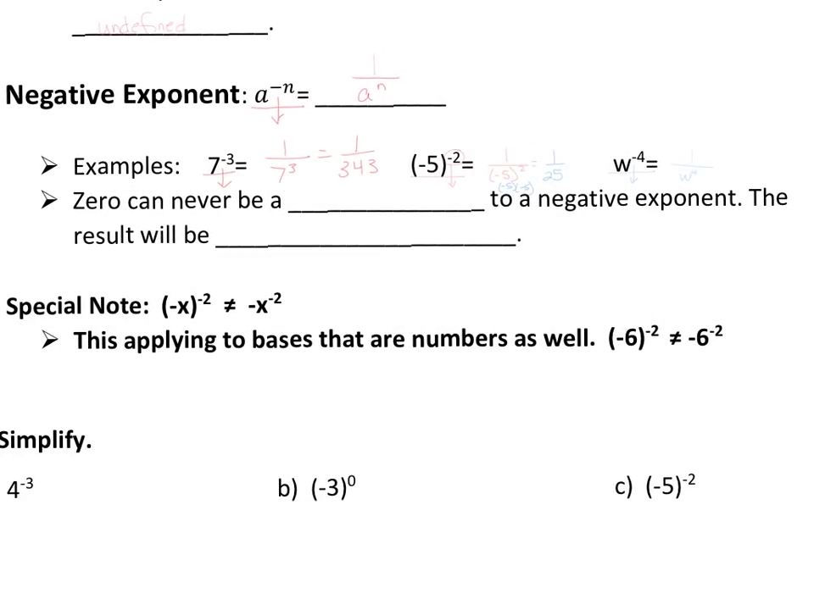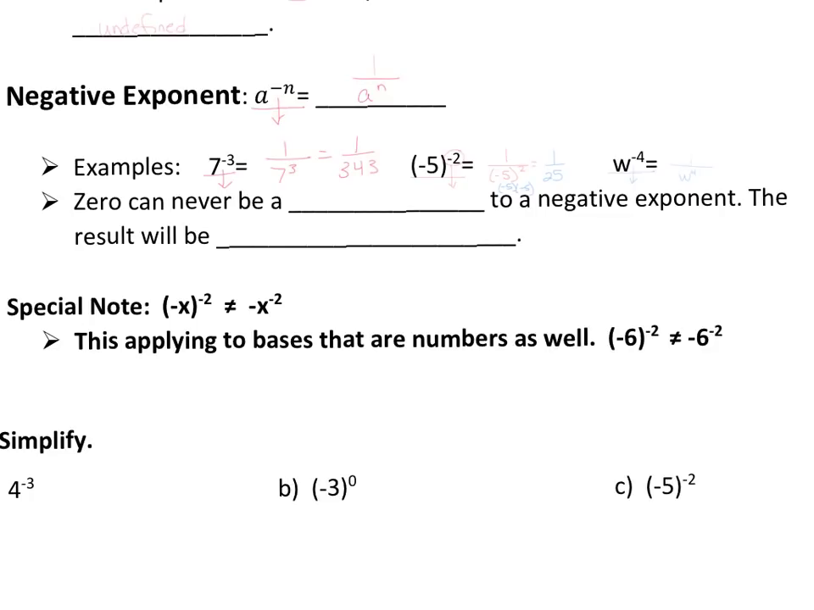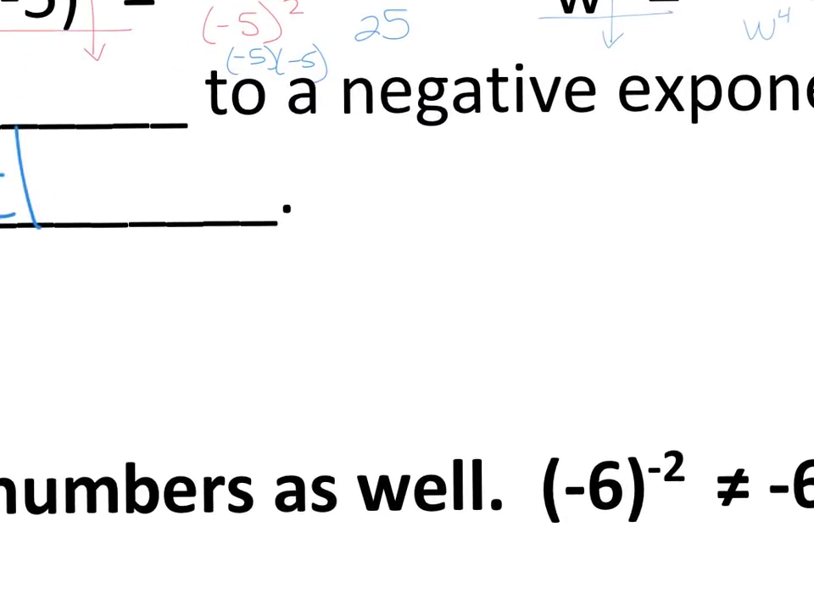All right, so next part here. All right, so this says 0 can never be a base to a negative exponent. The result will be undefined. All right, so let's think about this for a second. So if I have like 0 to the -3 power, all right, you guys would say, well, that negative means it drops, and so we get 1 over 0 to the 3rd.